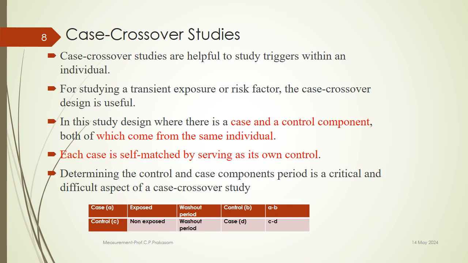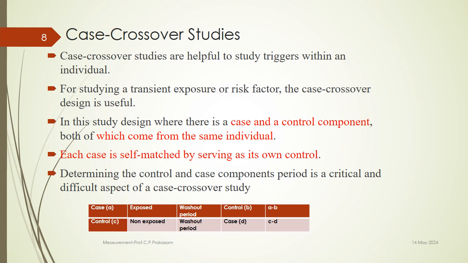First of all, we take the cases, and then we identify individuals and expose them to the disease risk, such as if you select a diabetic patient and give him glucose, and afterwards you allow him to absorb the sugar in the blood, and there is a washout period, that is 1 hour, 2 hours, 3 hours, like that, and again you study the same person in the next time period and then find the differences.